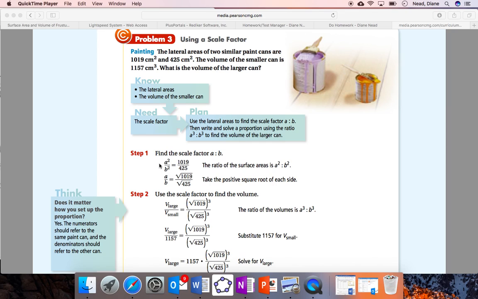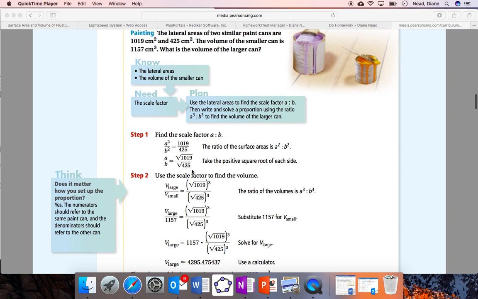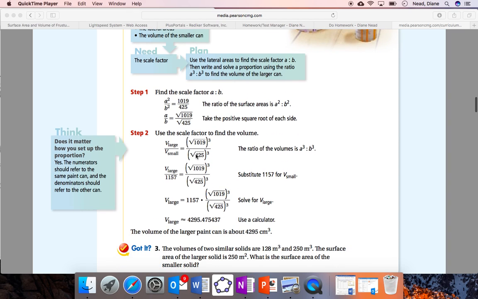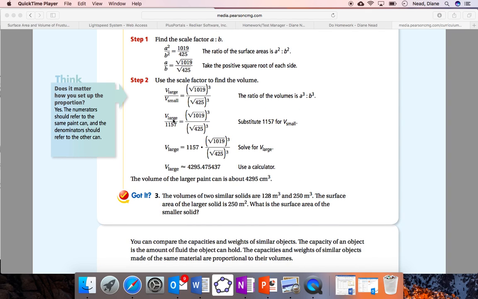I set my scale factor as the unknown, that's what I'm looking for. The square of the scale factor is the ratio of the areas. I take the square root of both sides to find my scale factor. And I'm going to go ahead and leave my scale factor in this form to make sure it's exact. Now I use the formula that says the cube of the scale factor equals the ratio of the volumes. I know the volume of the smaller cylinder. I leave the volume of my larger cylinder as my variable. And now I simply solve.